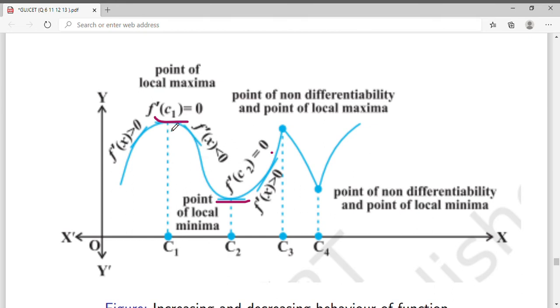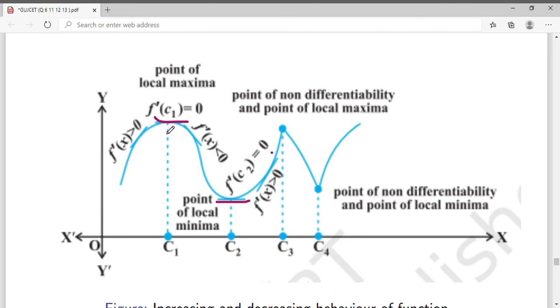From C1 to C2, the behavior of f(x) is decreasing. Again from C2 to C3, the graph is increasing, so f dash x is greater than 0. Again here decreasing, again here increasing. So if f dash x is greater than 0, the function is increasing in the interval, and if f dash x is less than 0, the function is decreasing in the given interval. And at the point before which the function changes sign from positive to negative, here greater than 0 means positive and less than 0 means negative.